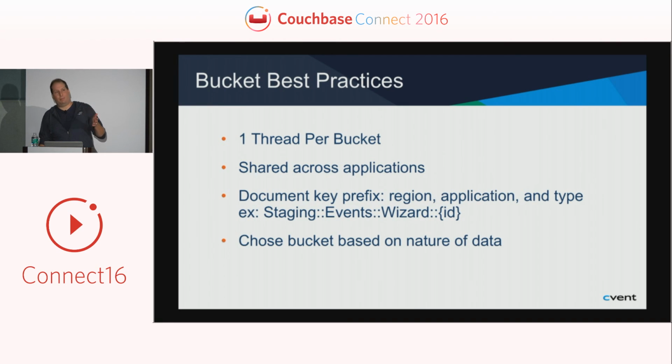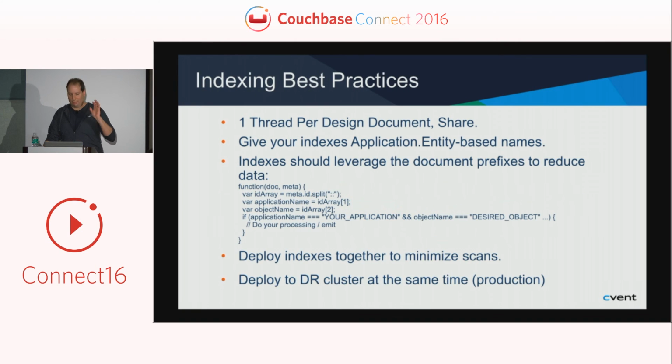All our document IDs have prefixes. The environment: dev, CI, staging, production. Then the name of the application, in this case events, then the name of the action in what's going on in the event. Well, that's our wizard, how you create an event, and it's basically the process flow. And then the unique identifier. And then, as I mentioned, you choose your bucket based on the identifier. Oh, and I mentioned there's already a thread per design doc, so that's the indexing best practices.